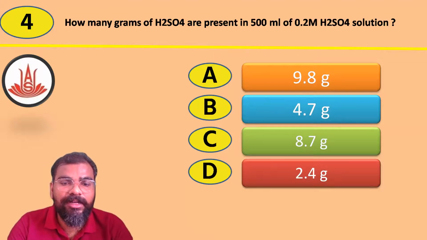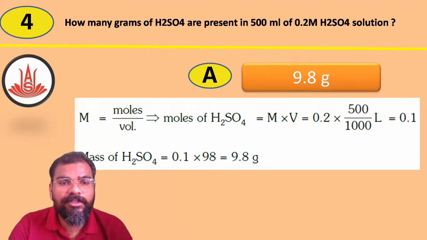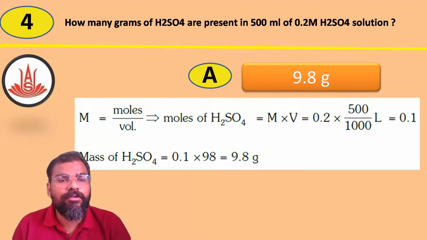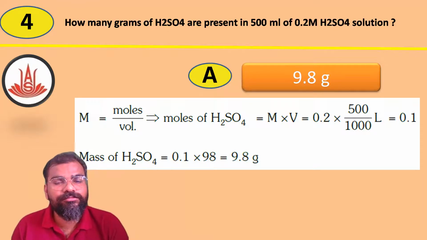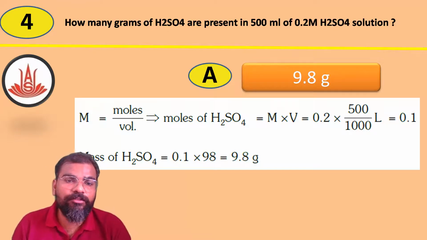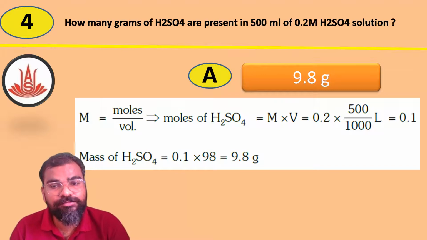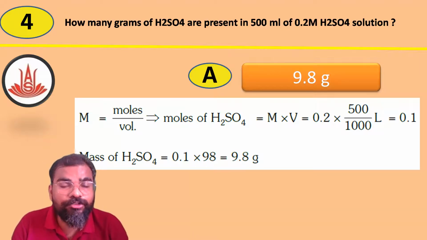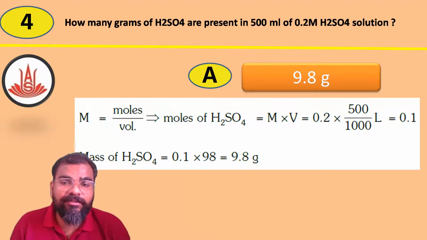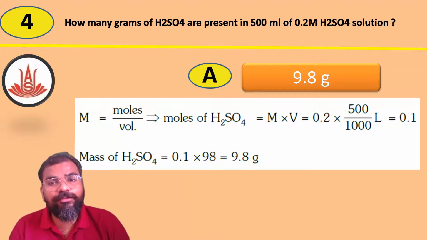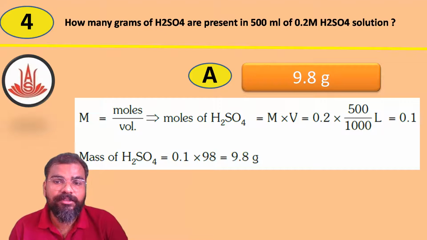Okay, let us solve this. So molarity is equal to moles upon volume. So moles of H2SO4 is equal to molarity multiplied by volume. If you make the subject the moles of H2SO4, so molarity they have given, that is 0.2, whereas volume is equal to 500 ml they have given, divided by 1000 per liter. Okay, so 1 by 2 multiplied by 0.2, it is 0.1.